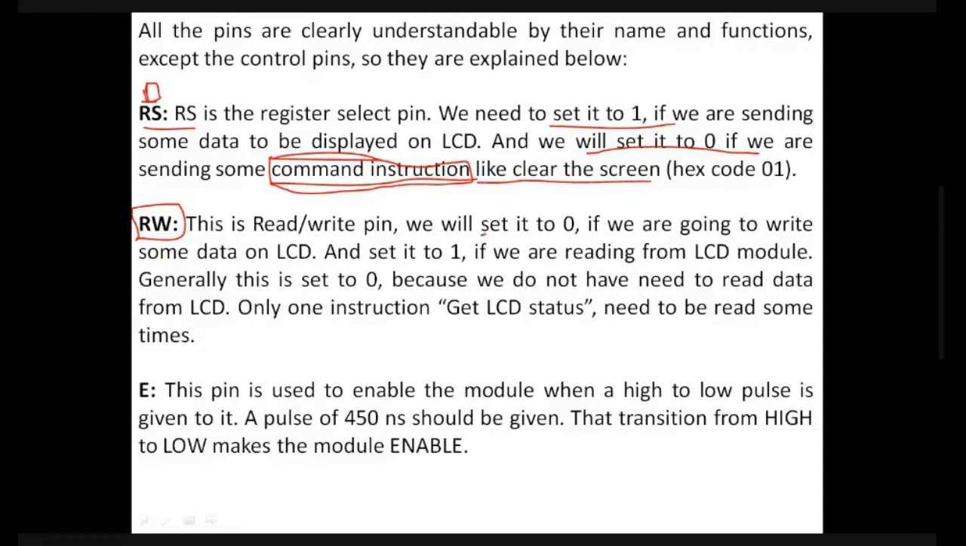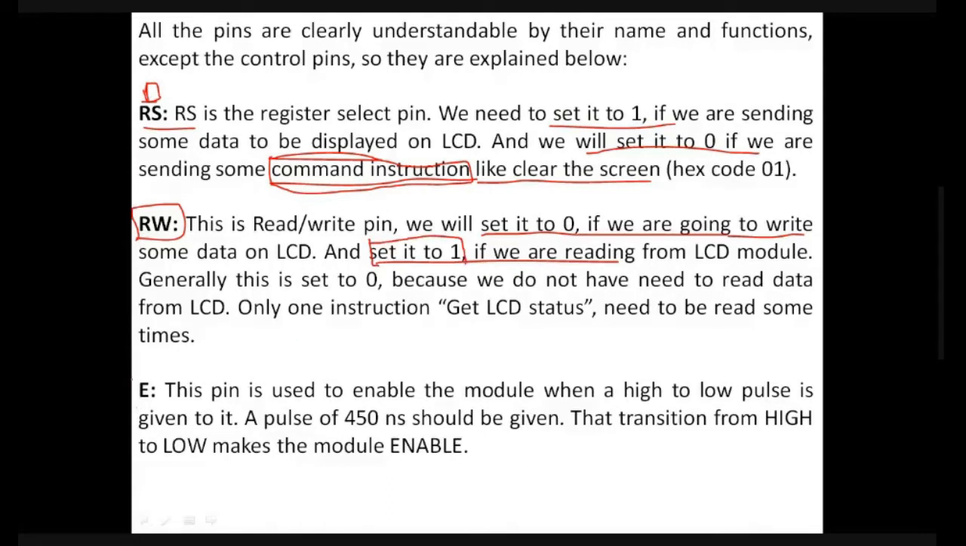If this pin is 0, then we are going to write some data into the LCD, so we have to define it as 0. If we want to read some data from the LCD, then we set the RW pin, that is, we make it a 1.